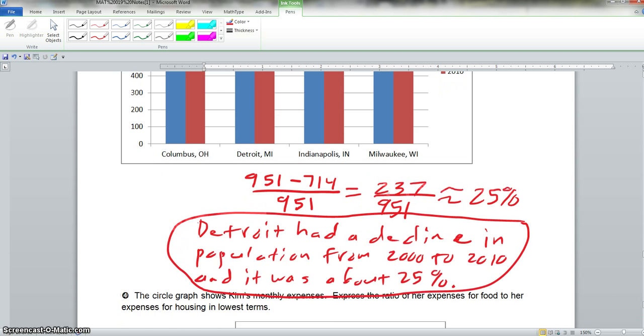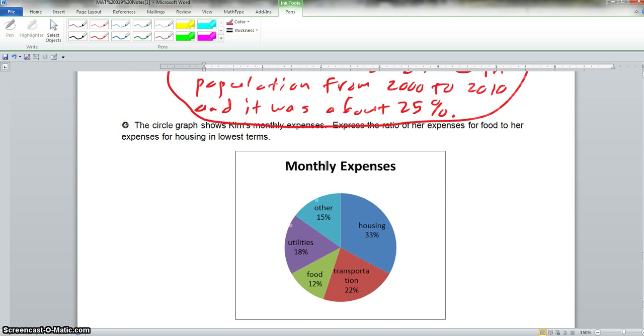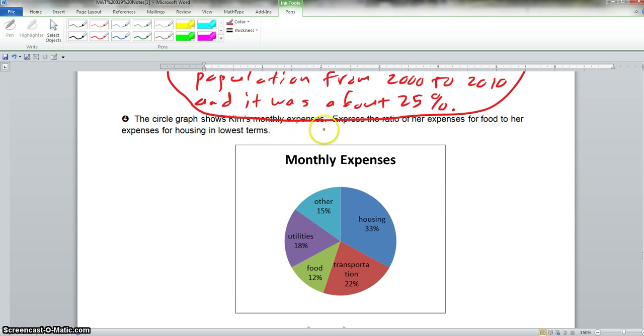Now we scroll down here to 4. It says the circle graph shows Kim's monthly expenses. Express the ratio of her expenses for food to her expenses for housing in lowest terms. Okay, first we do her expenses for food, which is 12%, so we can write that as a decimal, 0.12. And we want her expenses for housing, which is 33%, or 0.33.